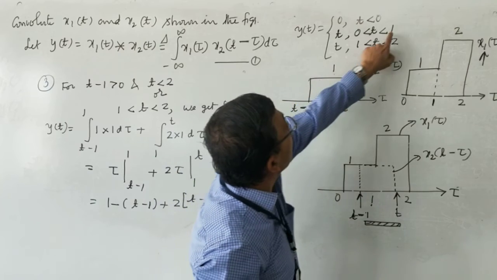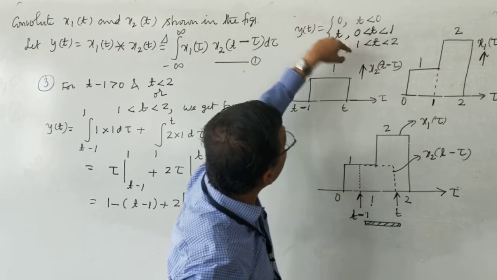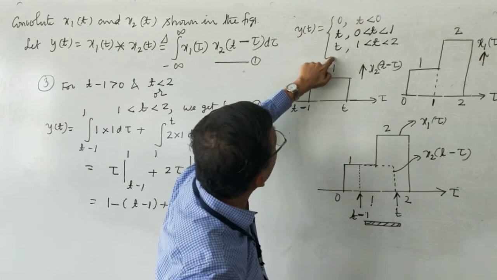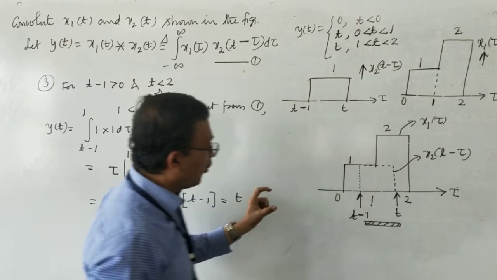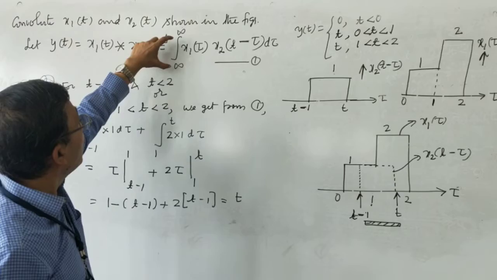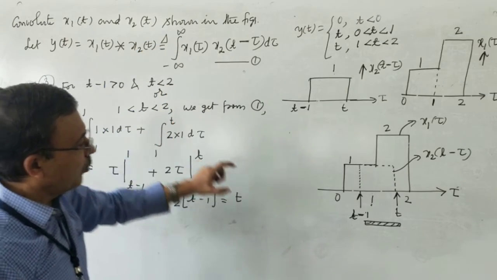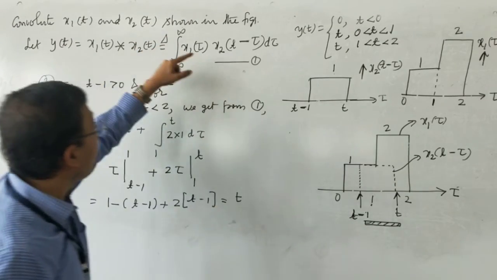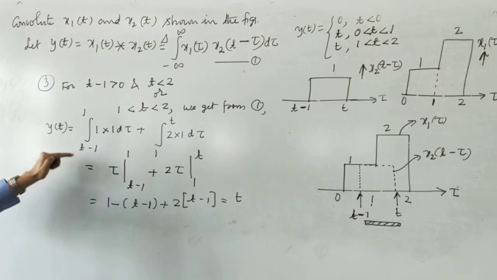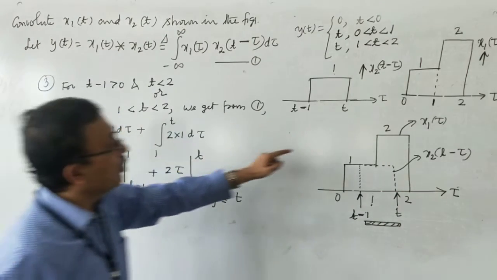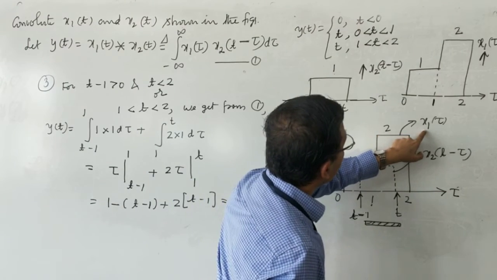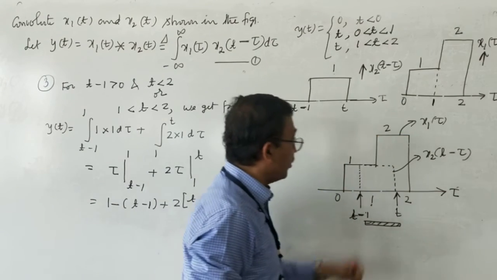The upper limit here is 1, that is the lower limit for the next case. For the next case that I am going to find, what should be the lower limit? It has to be 2. In this problem, integration limit cannot be from t minus 1 to t straight away. It has to be split from t minus 1 to 1, then from 1 to t, because x1 of tau is having two values in that range.